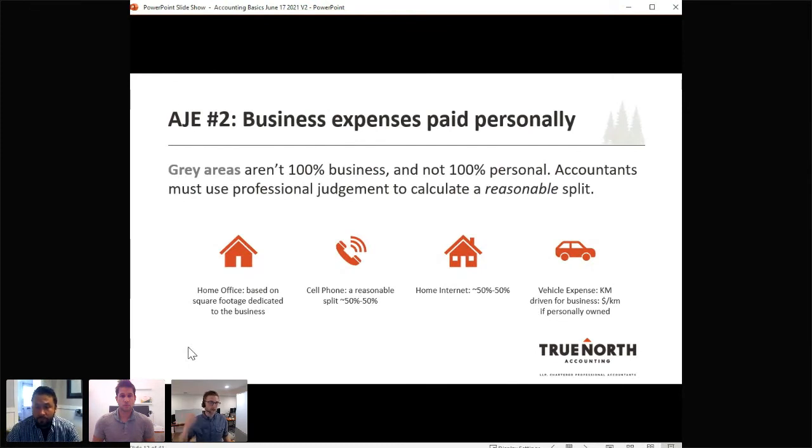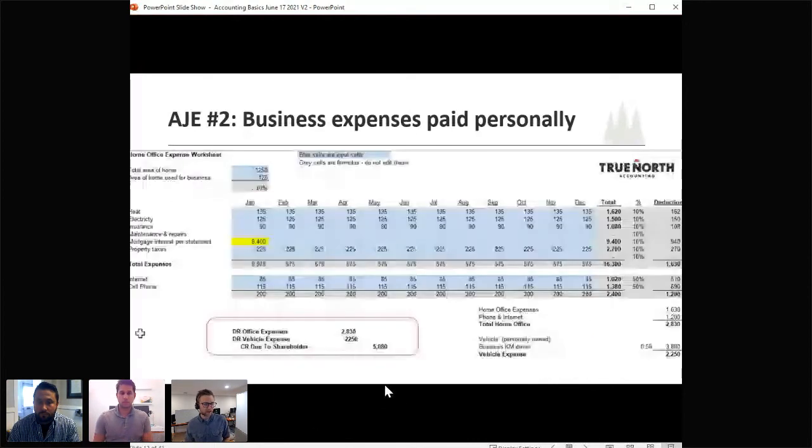I guess even if they do, there's going to be a personal use portion, which is like a taxable benefit. So you'd have to do the adjusting entry the other way. In this example, it's the business owner using their personally owned vehicle, and then we just calculate $1 per kilometer. We use 58 cents a kilometer in this example. It's actually gone up to 59 now. But so these are the adjustments we want to do in this adjusting entry.